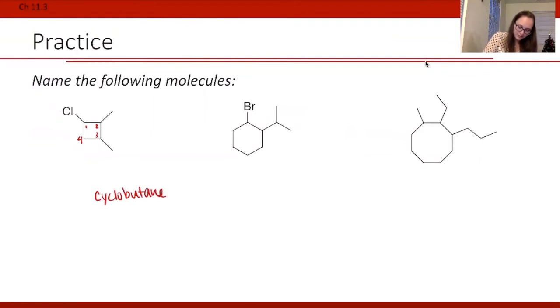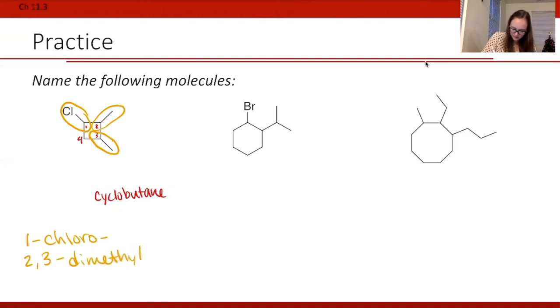And then let's circle our substituents. We have 1 here, 1 here, 1 here. So let's list these out. We have at the 1 position, chloro. At the 2 and 3 positions, dimethyl. So based off of M and C, because remember di does not count towards the ABC ordering, it looks like this is the correct order.